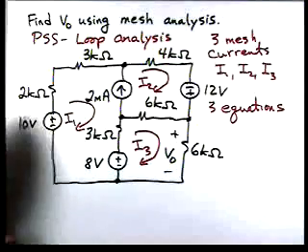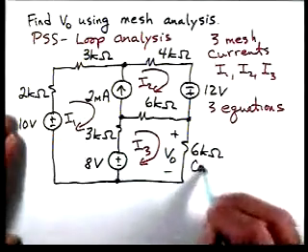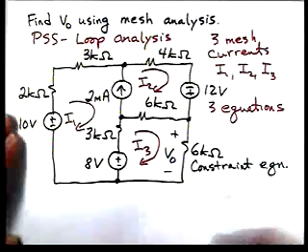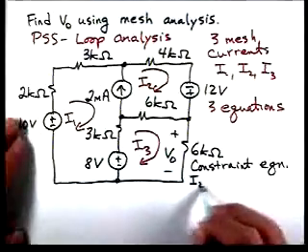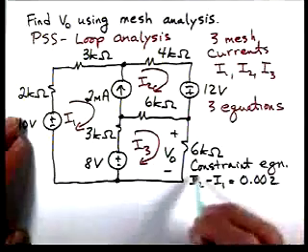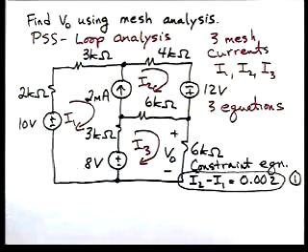So our constraint equation is going to be I2 minus I1 equal to 2 milliamps. So with our constraint equation, I2 minus I1 equal to 0.002. Okay. Now, we need 2 more equations.